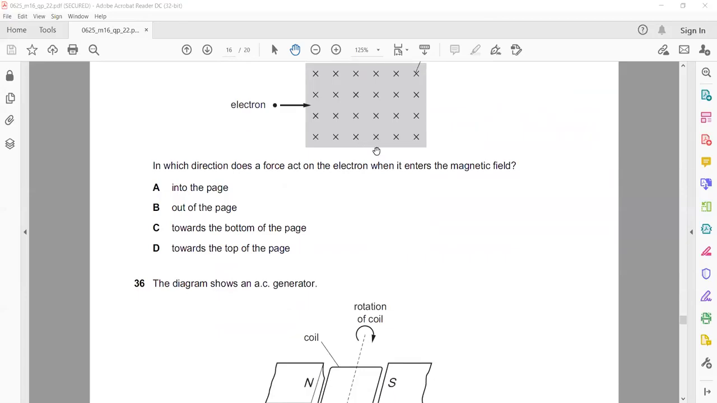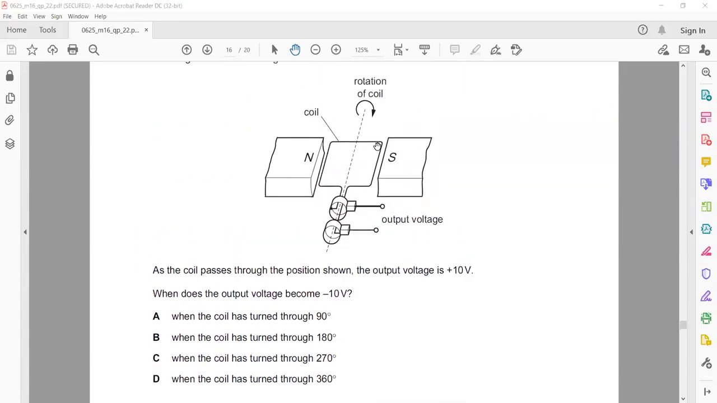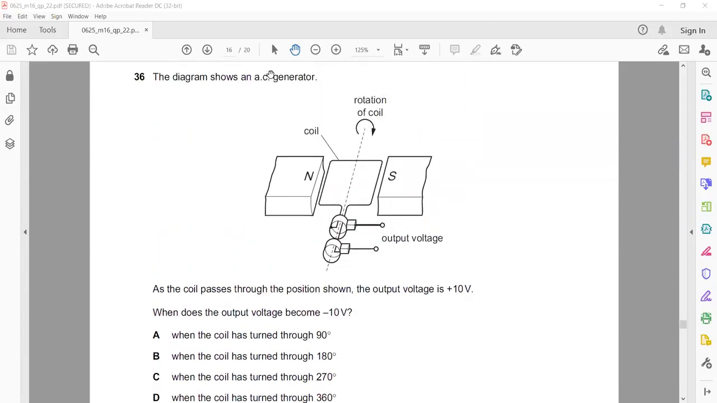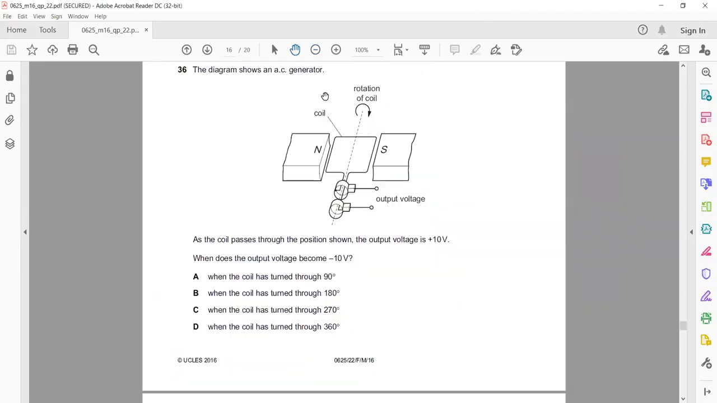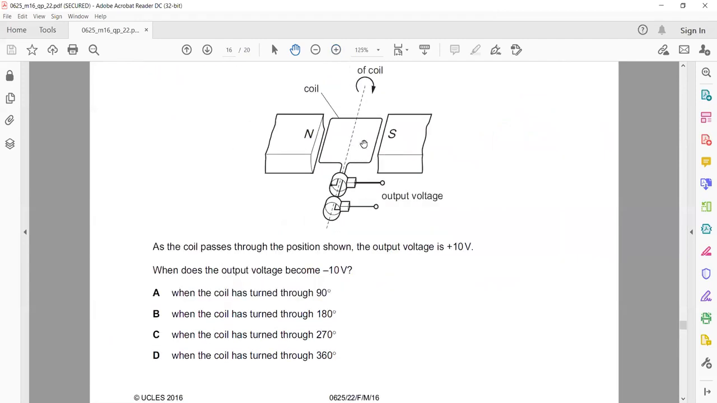Left hand for positive particle and right hand for negative particle. The diagram shows an AC generator. As you can see, it is horizontal, so the voltage will be maximum. As the coil passes through the position, the output voltage is 10. So maximum voltage is 10 volts here.